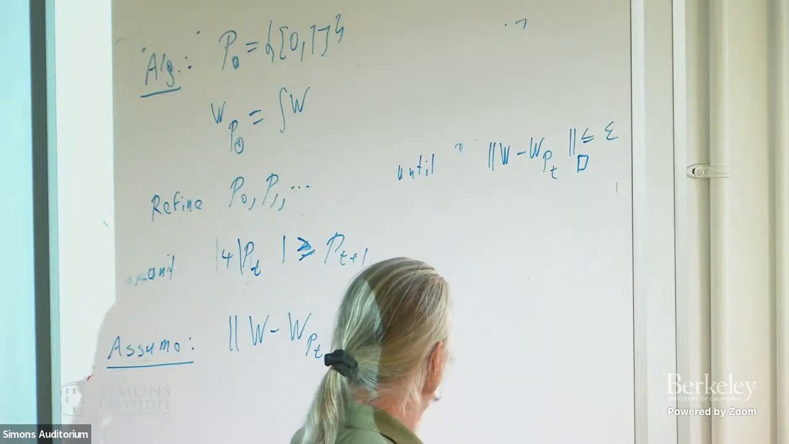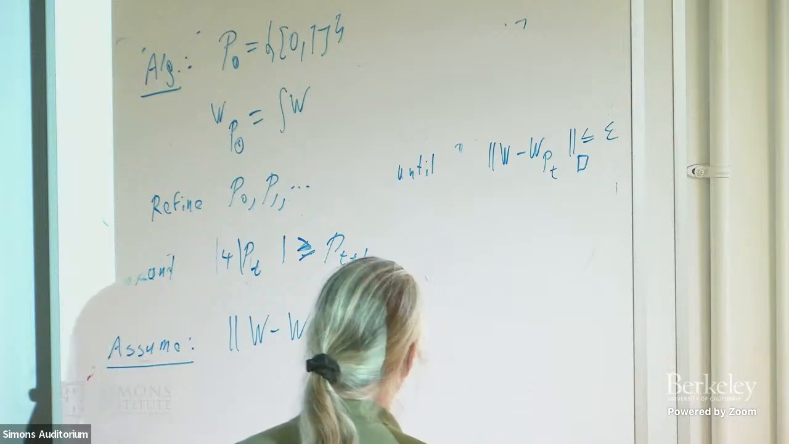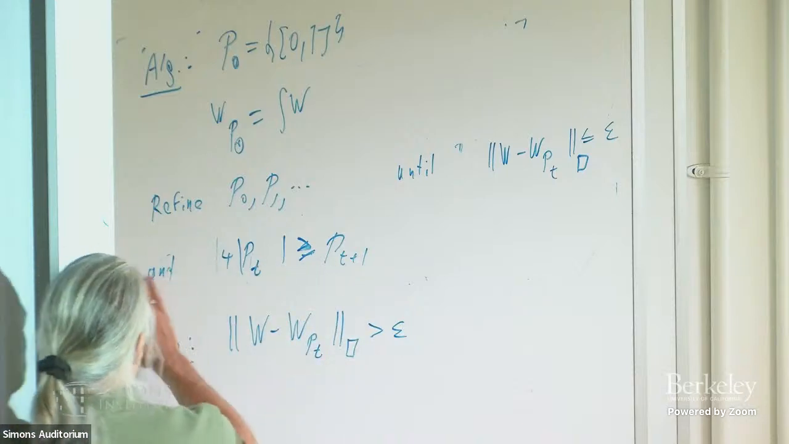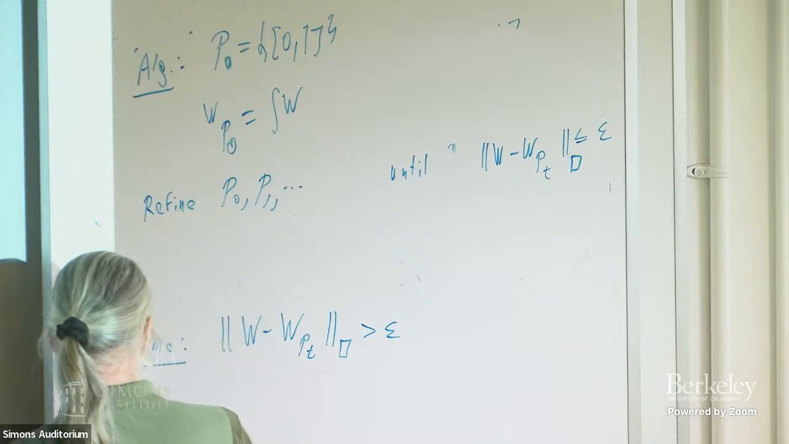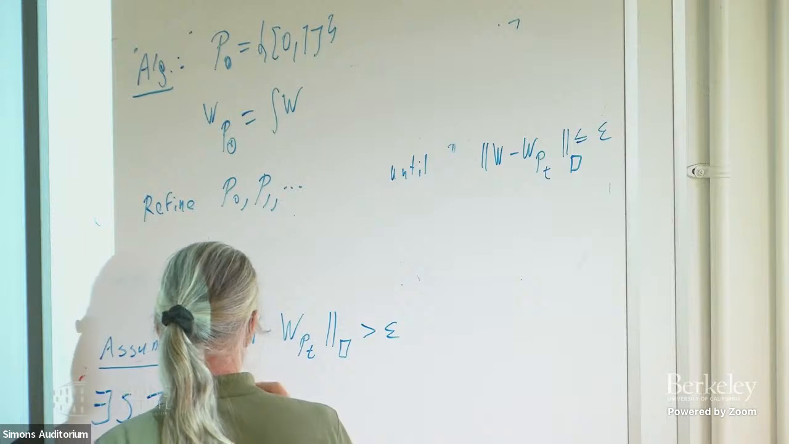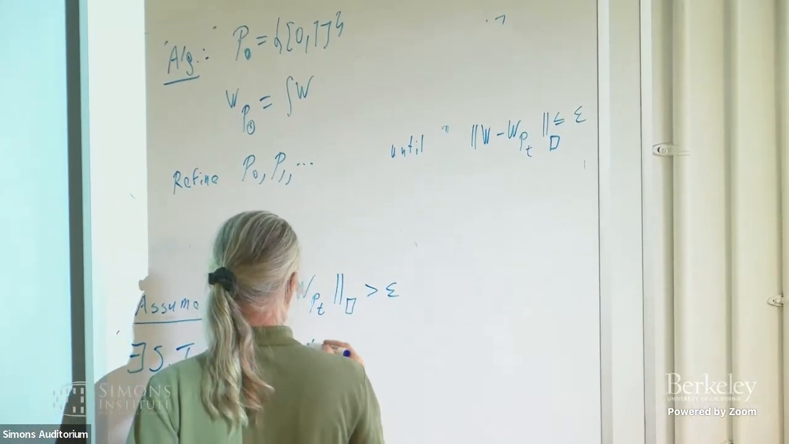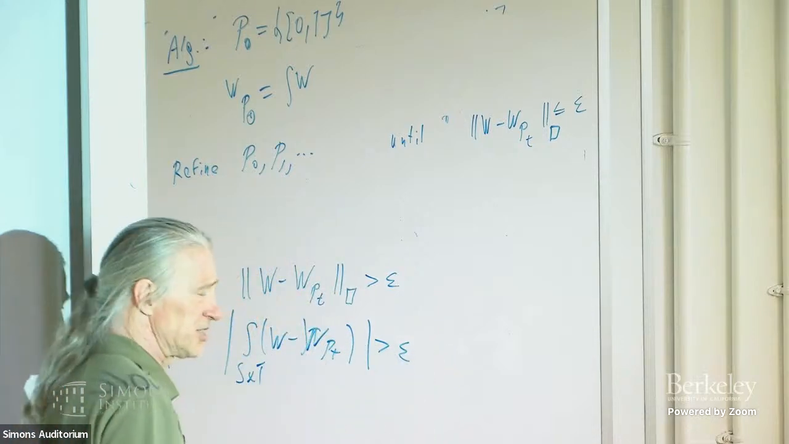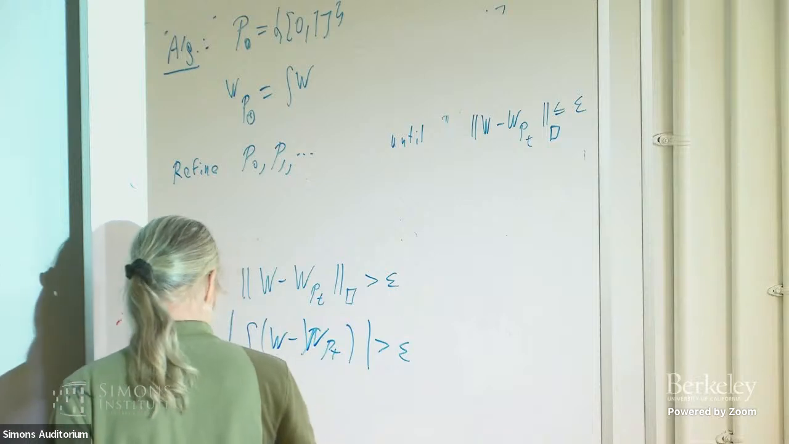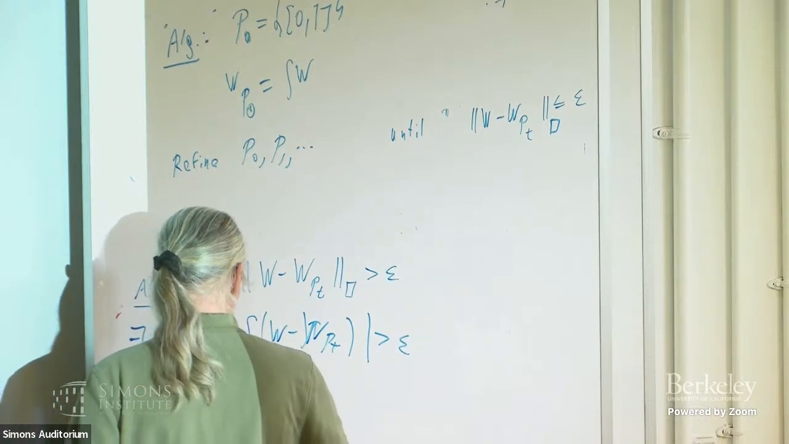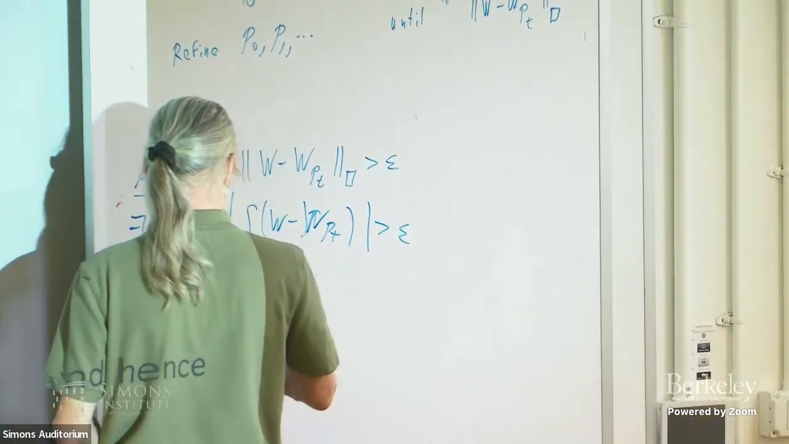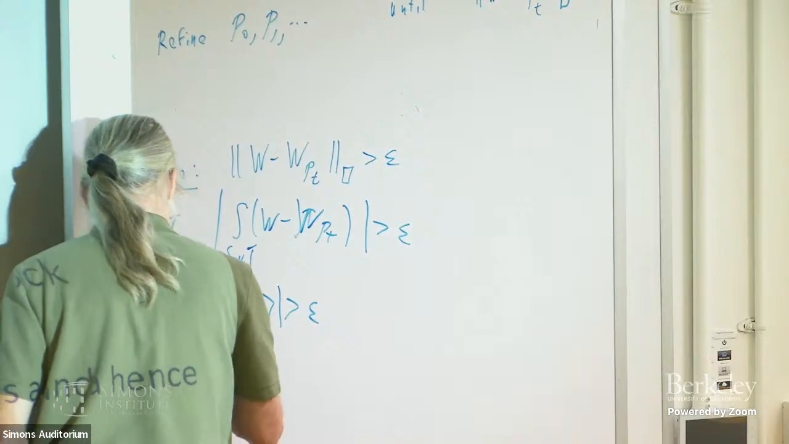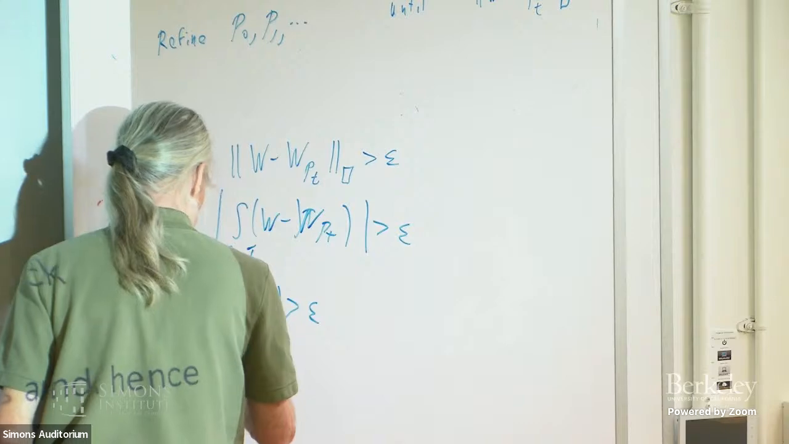I claim that the algorithm will finish at a time smaller than 1 over epsilon squared. But let's just assume this is bigger than epsilon. That means there exist S and T such that the absolute value of the integral over S cross T of W minus W_PT is bigger than epsilon. That's just the definition of the cut norm. I write that as the scalar product of the function W minus W_PT and 1_{S cross T}, which is bigger than epsilon.